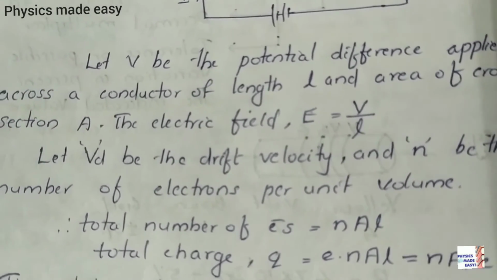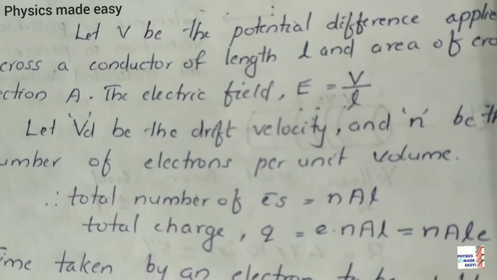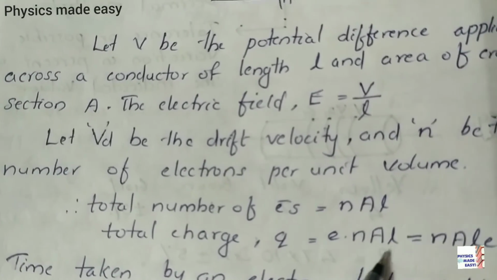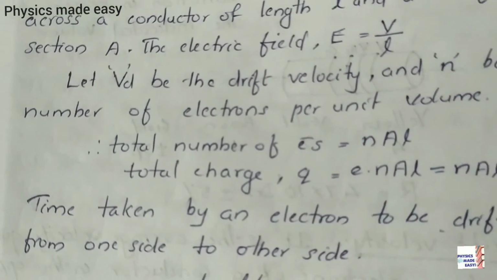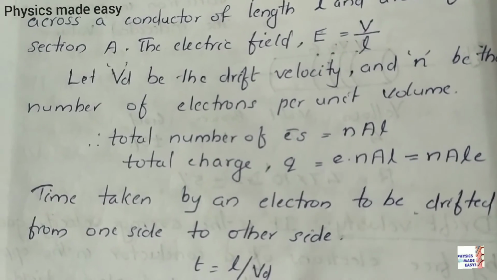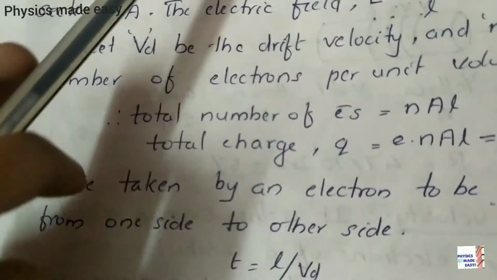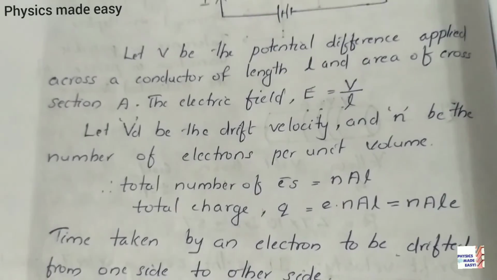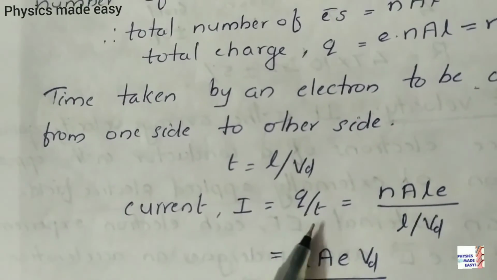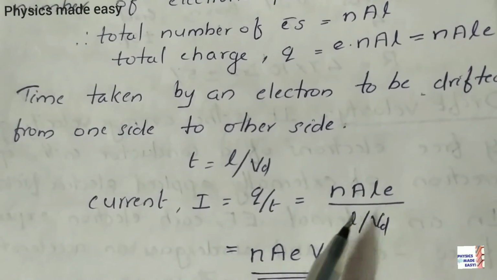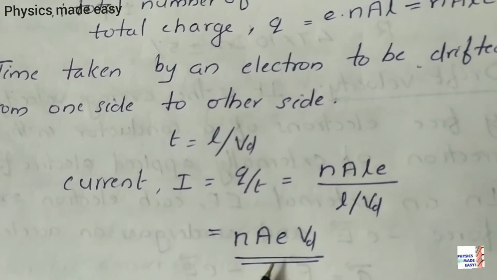Then what about the total charge? Q is equal to N into e, where N means the total number of electrons, so Q is NAL into e, that we can write as NALe. Now, the time taken by an electron to drift from one side to the other, we can write as T equal to L by Vd, where L is the length of the conductor and Vd is the drift velocity. Now we can write I equal to Q by T. Q is NALe, divided by time, and time is L by Vd. From this we can write I equal to NAeVd.